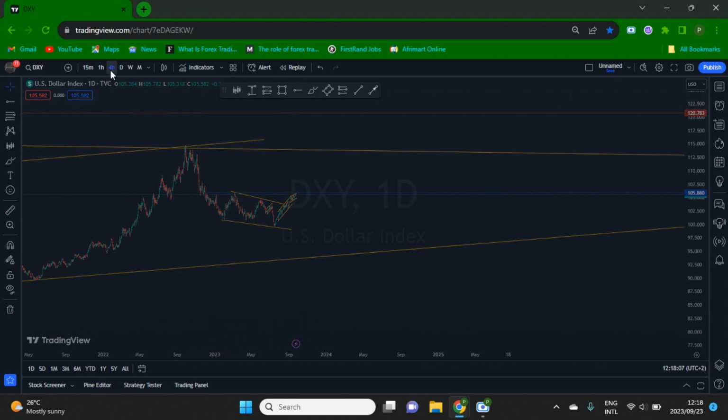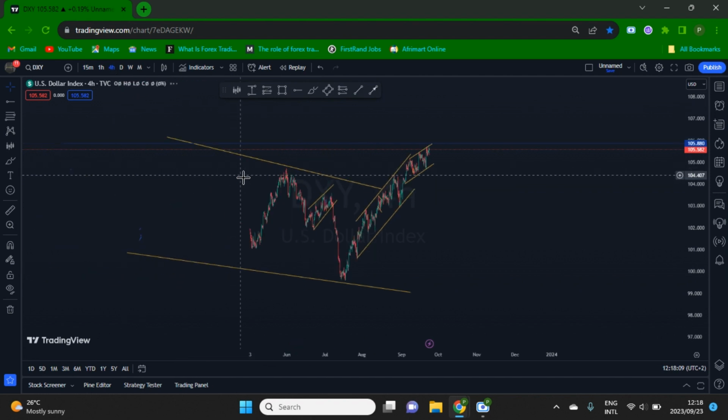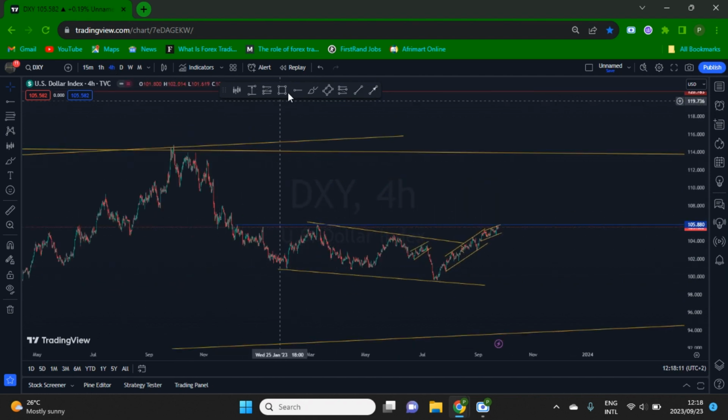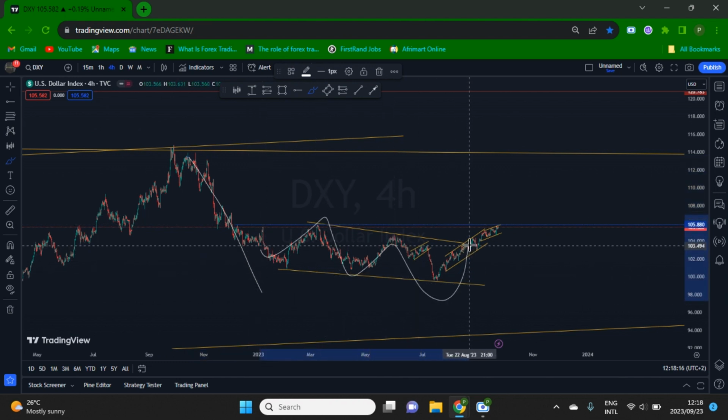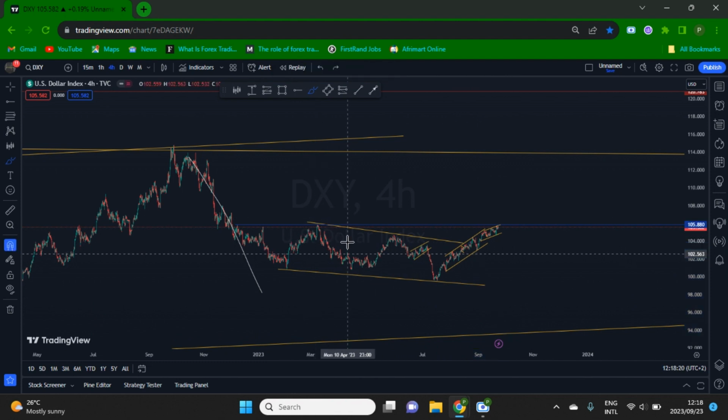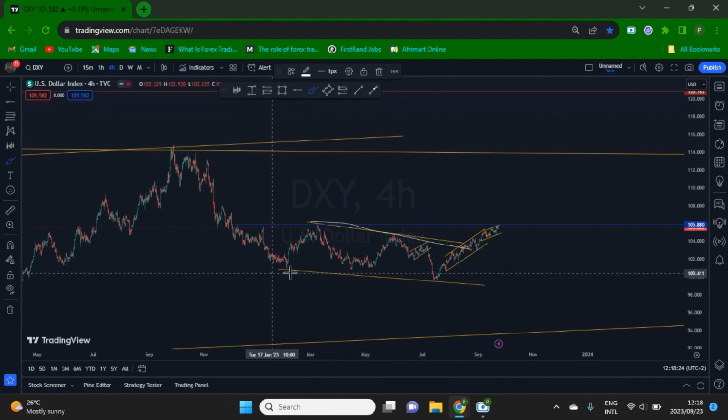Now let's go to the 4 hours so we can zoom in and see clearly. As you can see, I had my impulse. It's been moving correctively, and now we're having an impulse. So look at this channel, right? This channel, it looks like a descending channel, right?